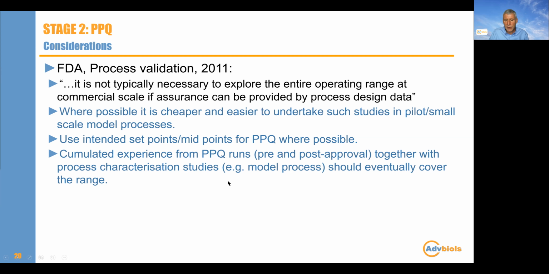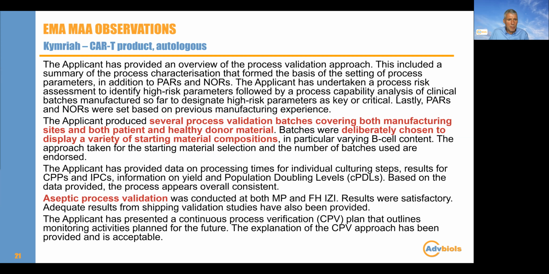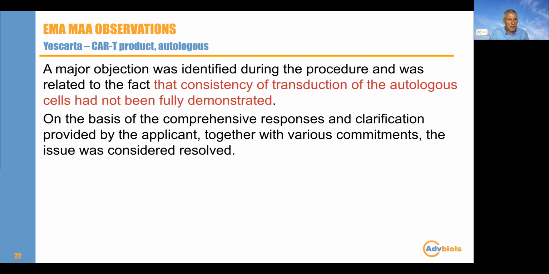However, you should include really critical things like the starting material. If you're using cell banks, I'm going to leave this on the screen so you can read it a bit, and I'll just pick a couple of points out. If you're using cell banks, then you would want to use some different donors. If it's an allogeneic product, then you definitely want different donors with different characteristics. And here is an example of some of the FDA's comments on that for Kymriah, and how they didn't really cover the range of variation in the starting material.